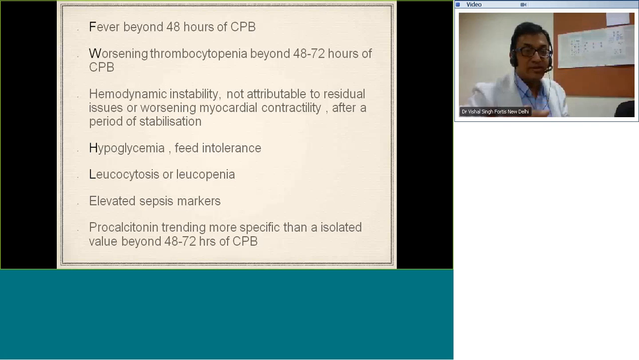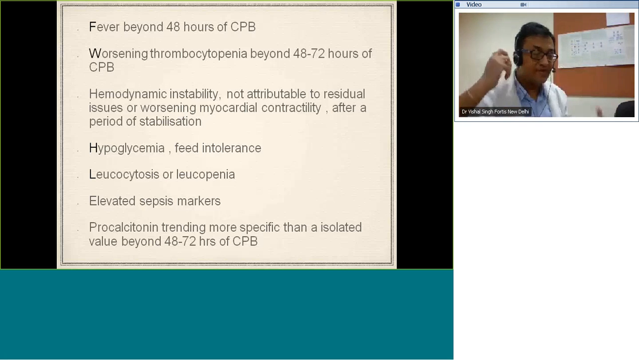That is what this message is: if your patient was sick to begin with, got better, and again gets hemodynamically sick, and your echo shows everything looks fine, then why is the patient having hypotension? Think about it, that there could be a problem. This patient could be going into sepsis, especially if he's having fever, thrombocytopenia, hypoglycemia, leukocytosis or leukopenia, feed intolerance, and elevated sepsis markers.